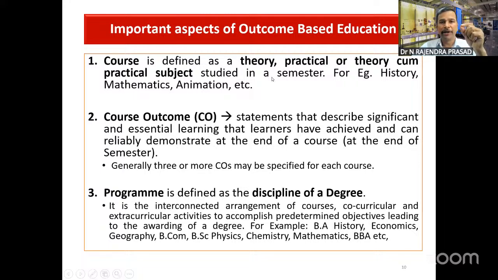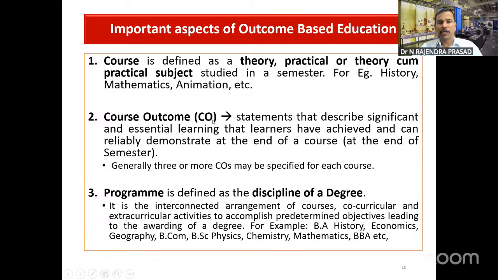So a course is defined as a theory, practical or theory cum practical subject studied in the semester. For example, history, mathematics, animation, electronic engineering, say NCC, NSS, environmental studies, Indian constitution, linear algebra, etc. A particular paper, you cannot call them a paper under the outcome-based education scenario. It should be pronounced as a course.